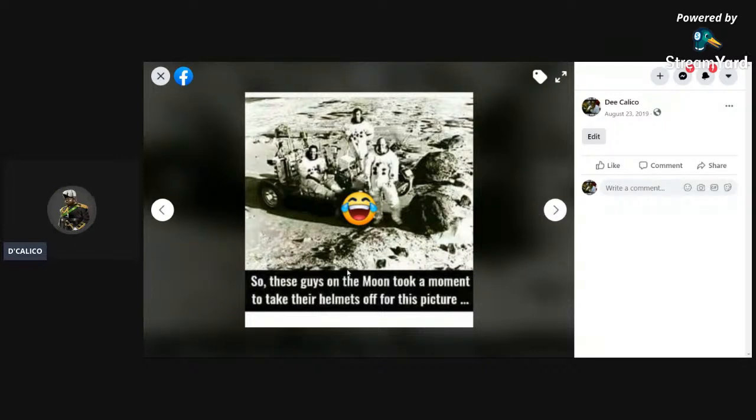Yeah. So these guys on the moon took a moment to take their helmets off for this picture. Yeah, as you can see, I find that funny.